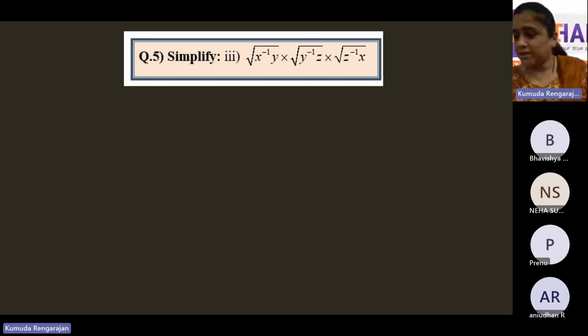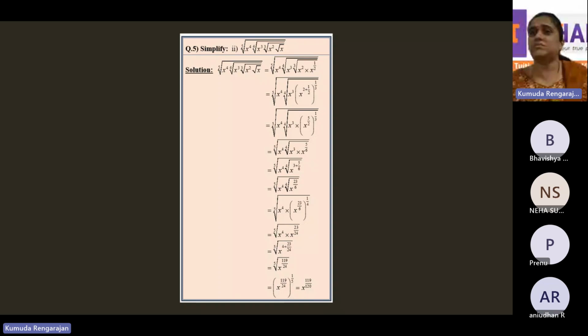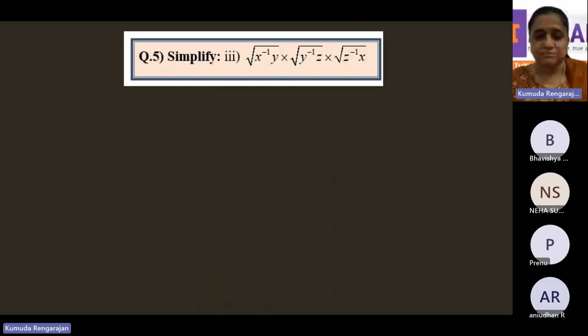Okay. All right. Yeah, so we'll continue with exponents. This is where we stopped in the last class, correct? This sum, right? Okay. Now look at this question.